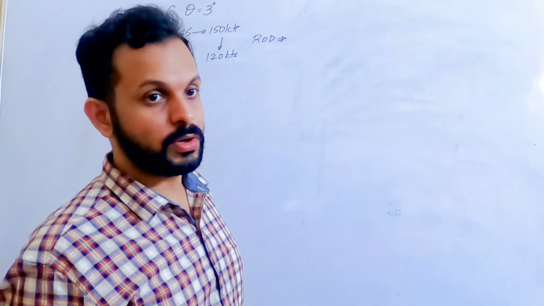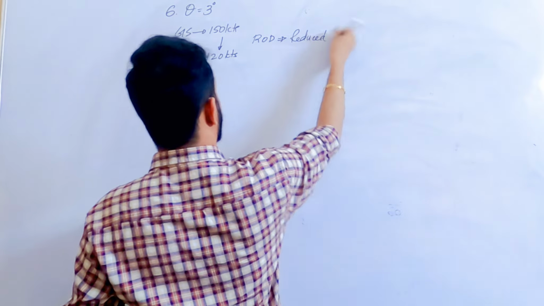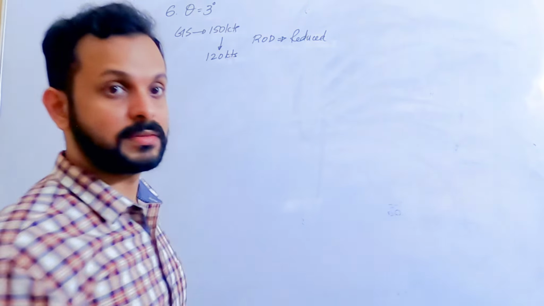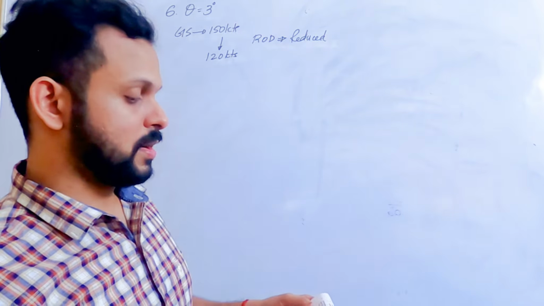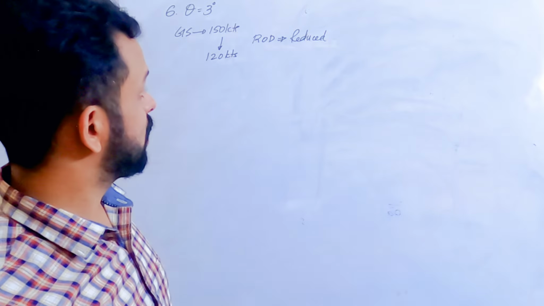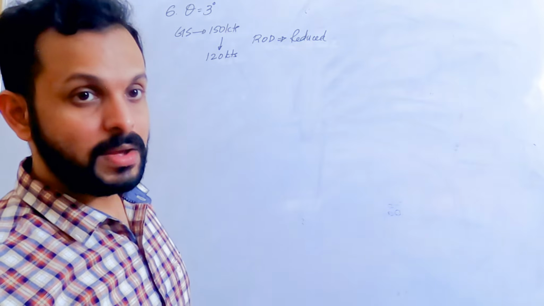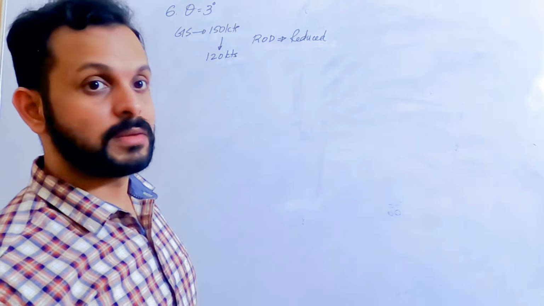Remember, it's more like what should be done to the rate of descent. The rate of descent should be reduced, right? Reduced, to maintain the same 3 degree glide slope. What change should you make to your rate of descent to maintain the glide slope? It's pretty evident that you have to now reduce the rate of descent. By how much? Now you can do this in multiple ways.